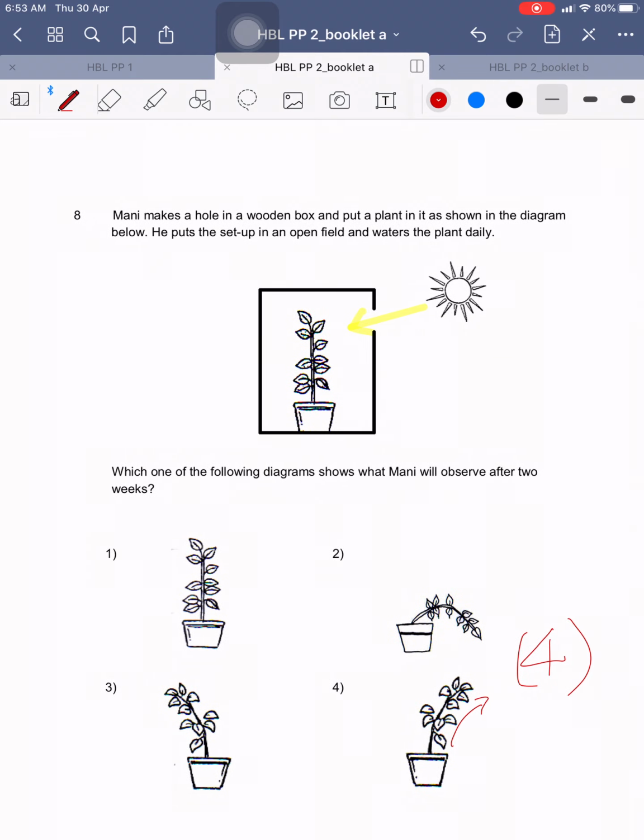Now, those of you who chose 2, that is actually not right because it's bending towards the bottom. You can see the hole is actually on top, so the plant should grow towards the top.